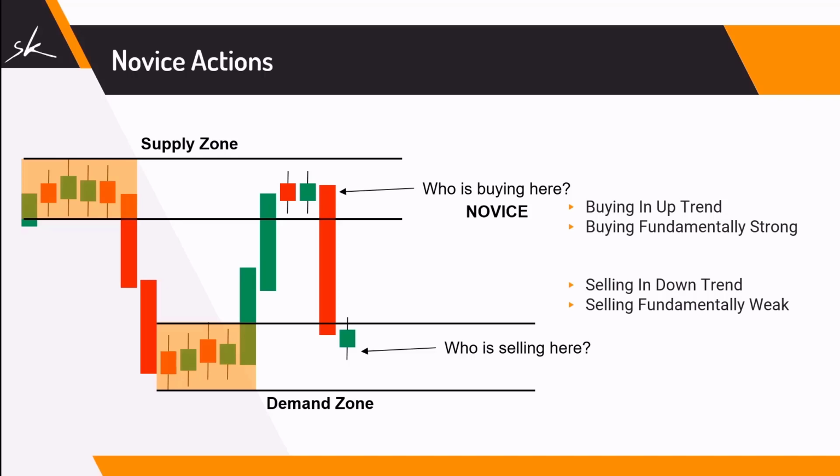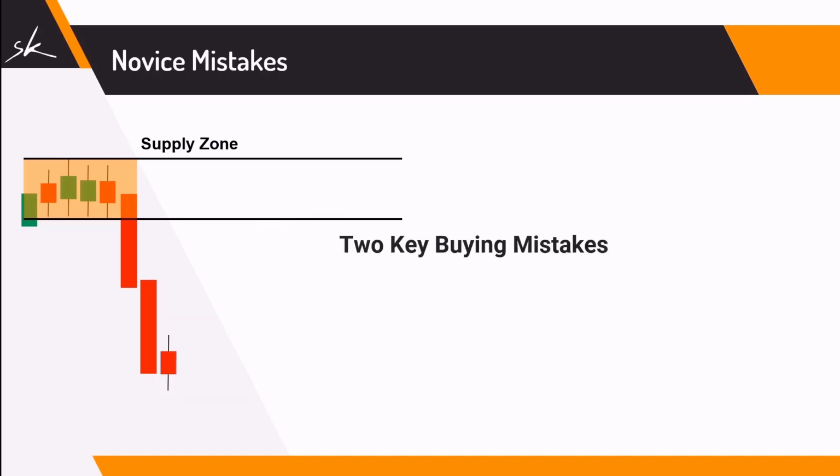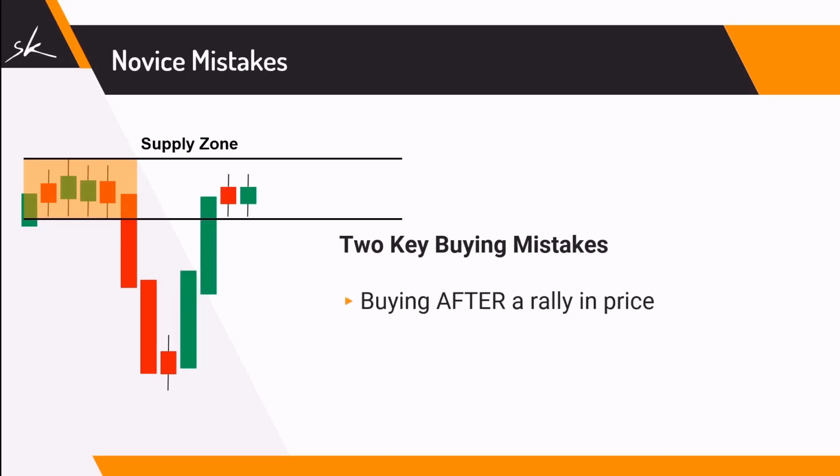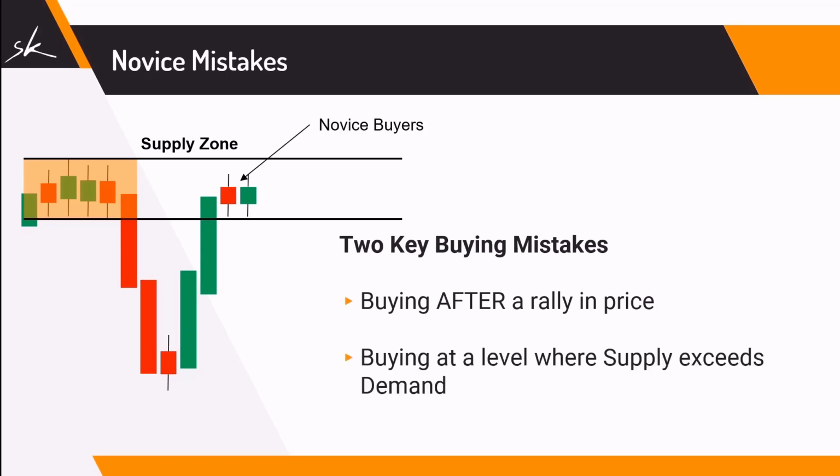Selling at a cheap price is a novice action. 2 key buying mistakes. Mistake number 1, buying after a rally in price, which means buying at an expensive price. And mistake number 2, buying at a level where the chart has proven to us that in history, supply exceeded demand.